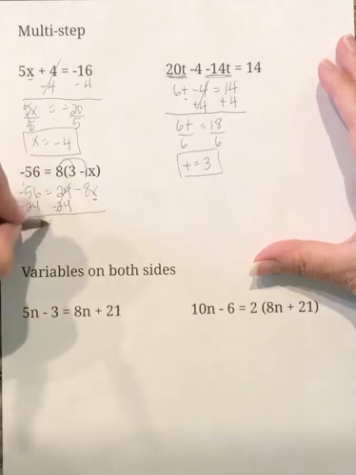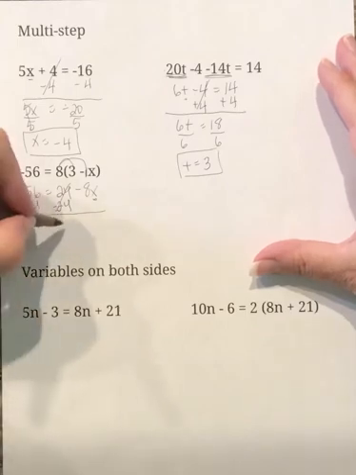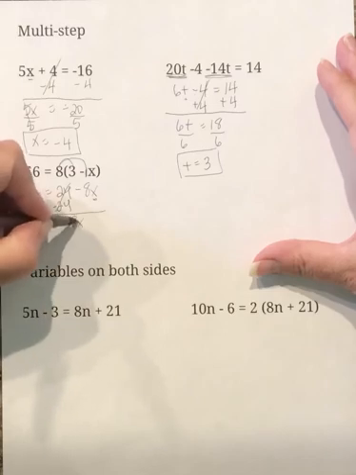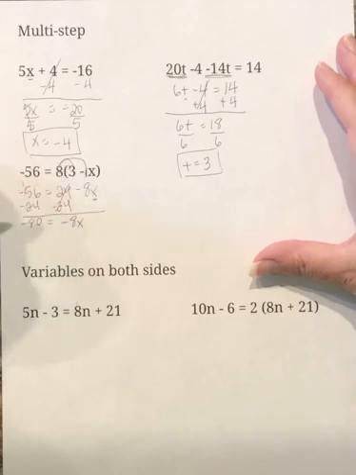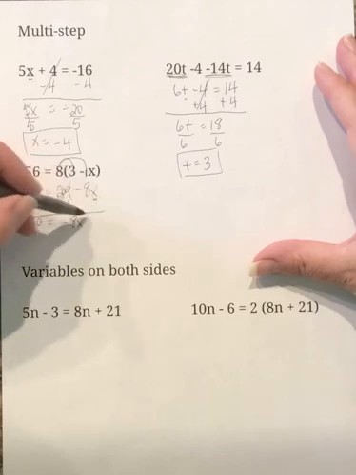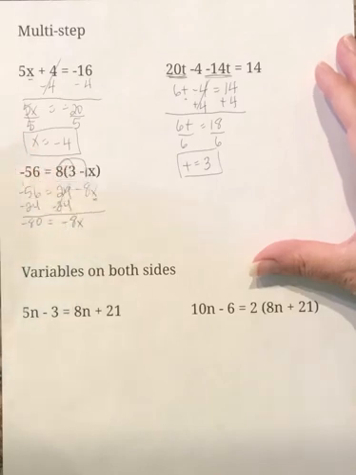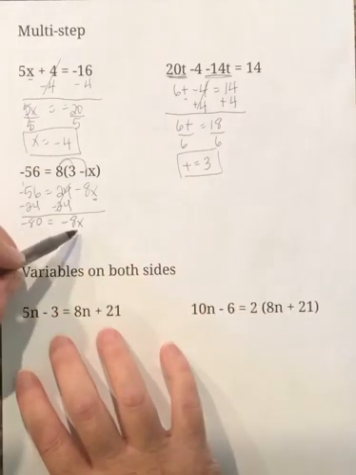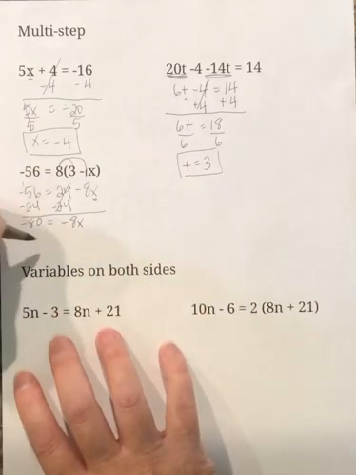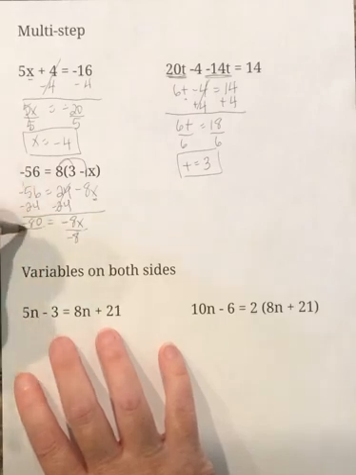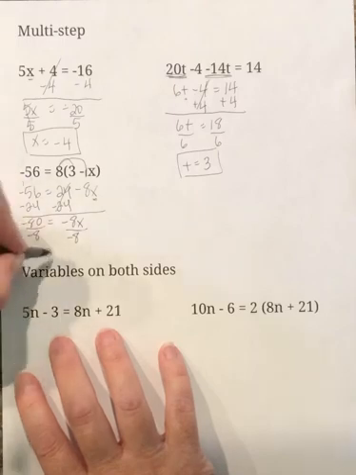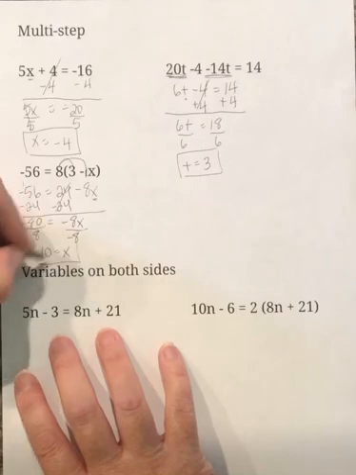Negative 80 equals, very important, negative 8x. Many people will lose this negative sign when they go down a line. You have to always be careful to bring all of the signs with you. This is multiplication, so if I want to clear that coefficient, I divide. So I'm dividing by negative 8. Whatever I do to one side, I do to the other. Negative 80 divided by negative 8 is 10. So 10 equals x.